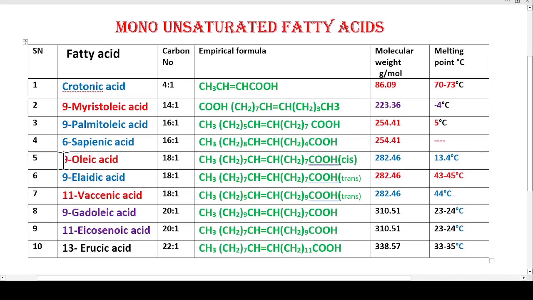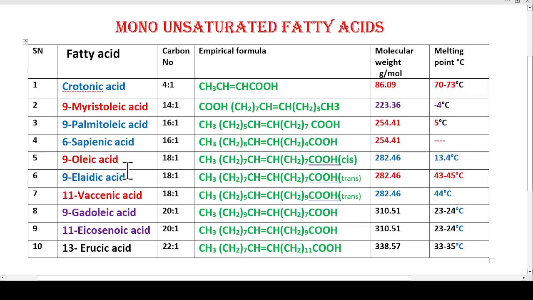Next one, the fifth one, is oleic acid. This common oleic acid is a monounsaturated fatty acid with 18 carbons. Stearic acid contains 18 carbons and is a saturated fatty acid. Oleic acid contains 18 carbons and one double bond, so it is a monounsaturated fatty acid, and the double bond is at the ninth carbon, in cis configuration. Its molecular weight is 282.46, and its melting point is 13.4 degrees centigrade.